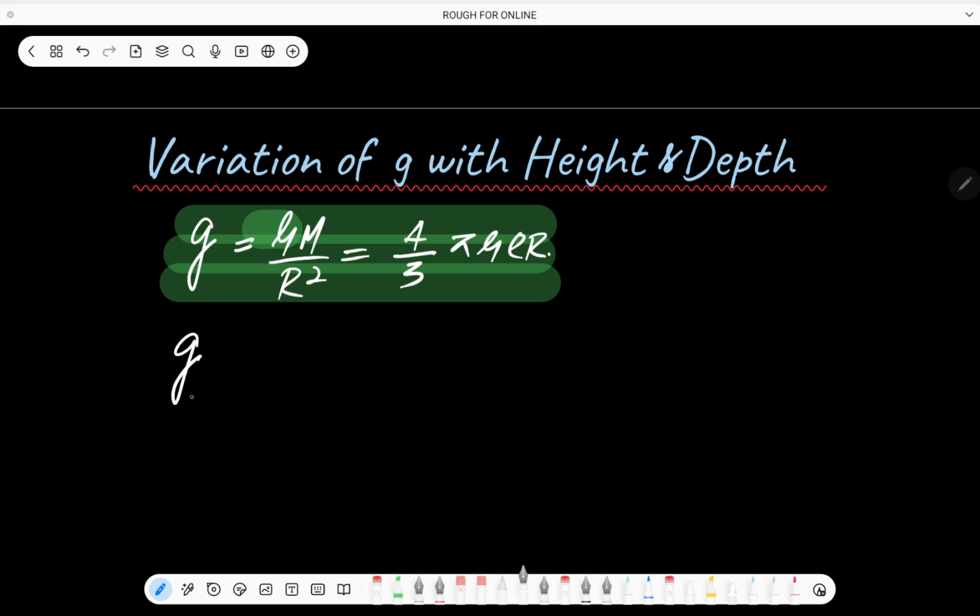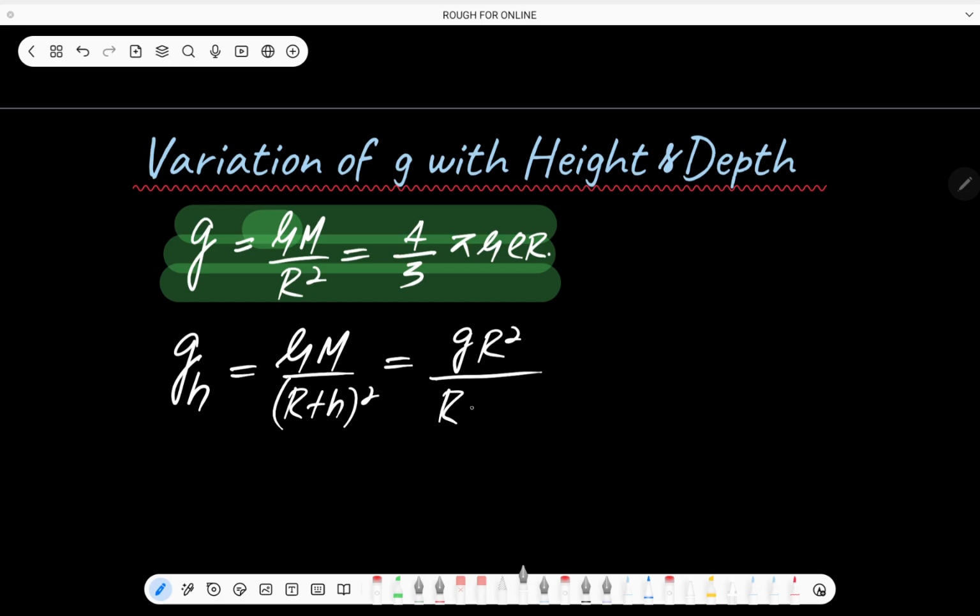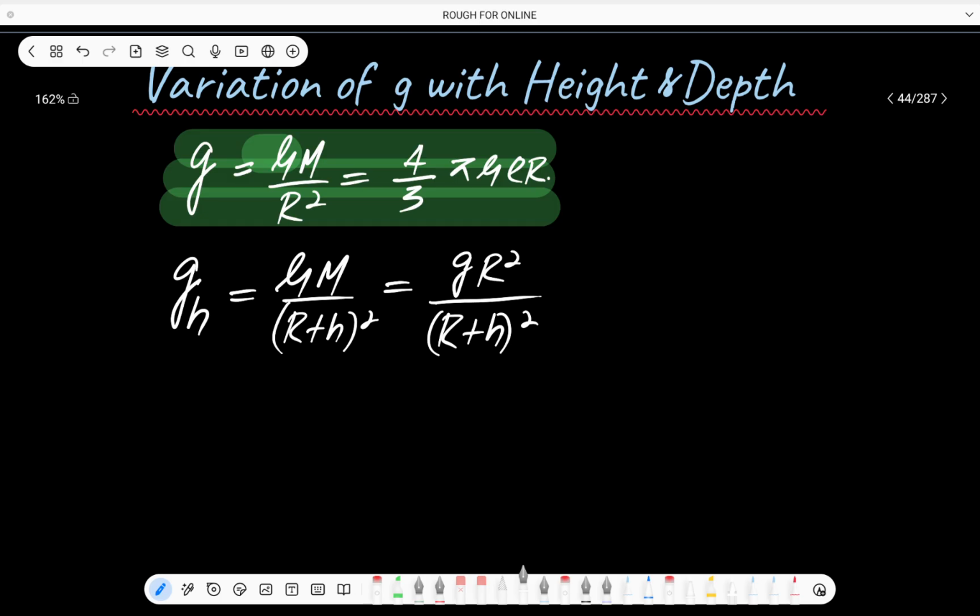Okay, next हमारे पास जो है that is gh, acceleration due to gravity at height h. There are two equations for this. One equation is GM divided by (r plus h) whole square, or you can write it GM के बदले आप लिख सकते हैं gr square divided by denominator में आ जाएगा बेटा (r plus h) whole square. Okay, so this is the acceleration due to gravity at height h.